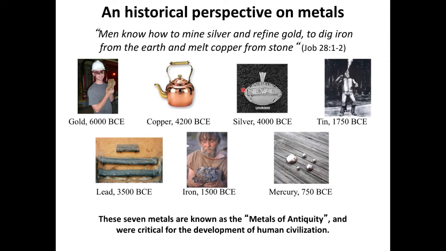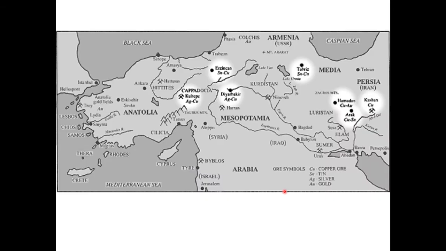I showed this slide in lecture 1. Here you see the 7 metals of antiquity: gold, which we've been using since about 6000 BCE, copper, silver, tin, lead, iron, and mercury. And each of these resources put places on the map in the ancient world. So if we look here at a map of Anatolia, or modern-day Turkey, Mesopotamia, and Arabia, going back thousands of years, each of these areas was literally put on the map because of the resources that humans tripped over at the surface. So here we have tin and copper. Here we have silver and copper. Here again we have silver and copper. Here we have copper and tin.